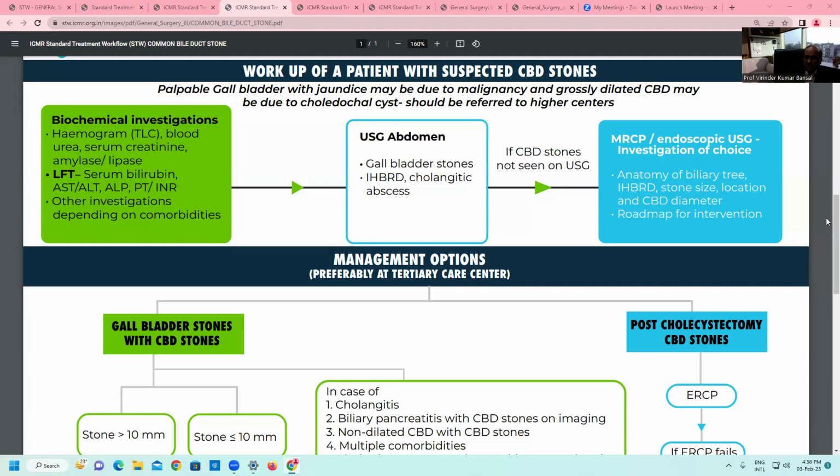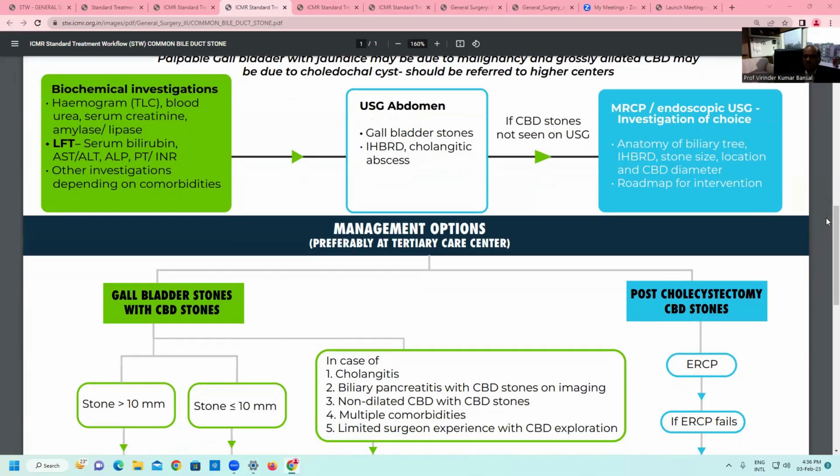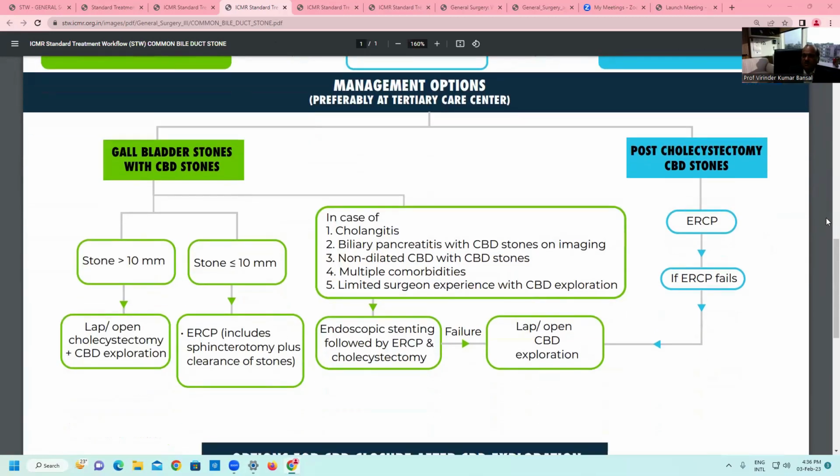And then the normal routine investigations we all know, which are required in patients with gallstones or CBD stones, as Rajiv already mentioned. Next one. So then we discussed the management options.